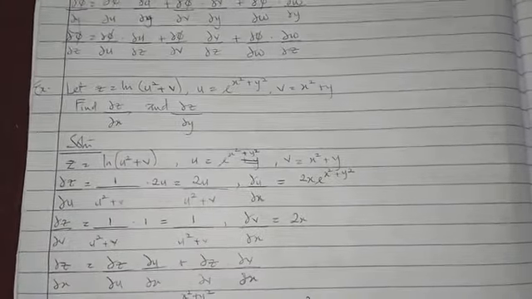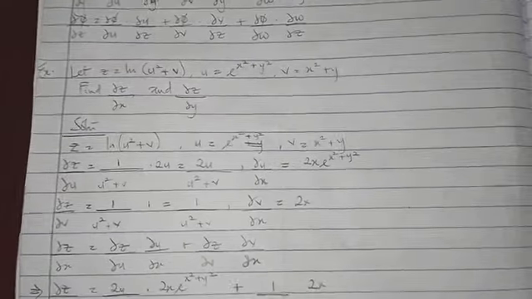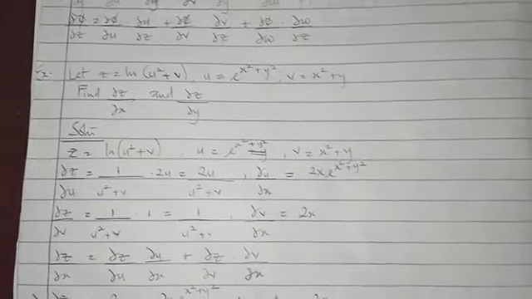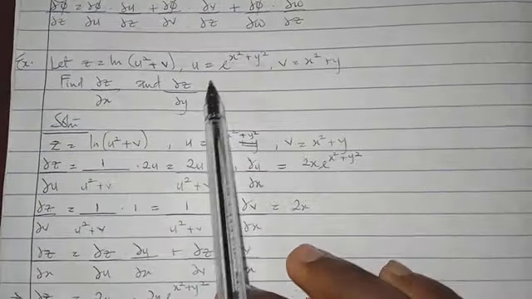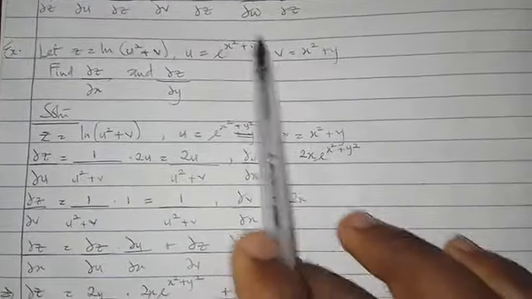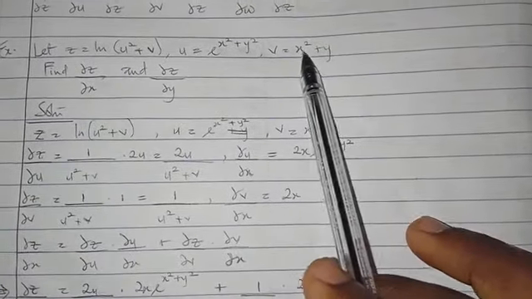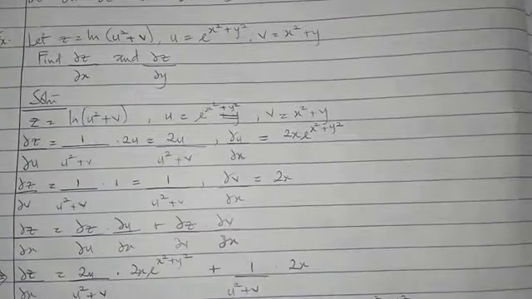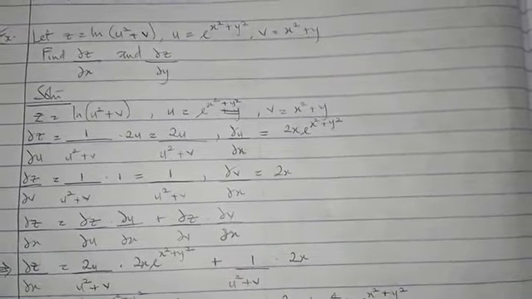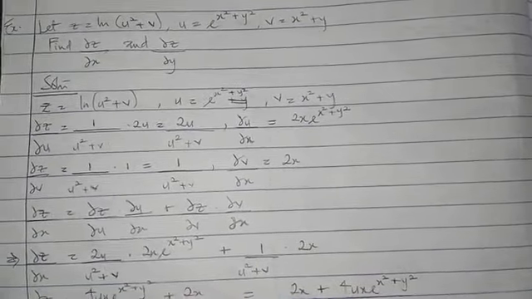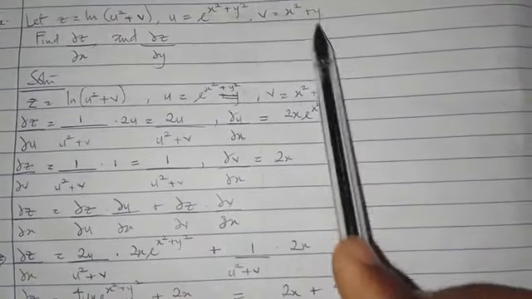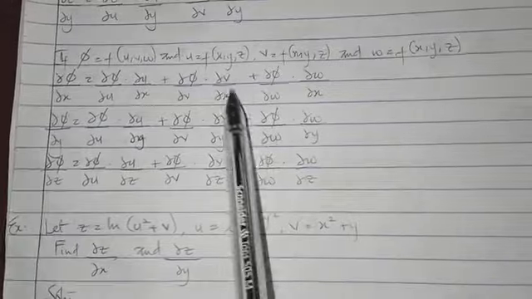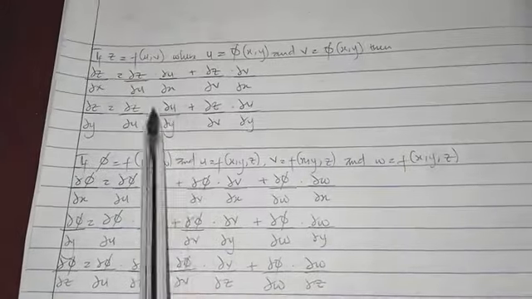Now let's look at the question. z is equal to ln(u squared plus v). u is equal to e to the power x squared plus y squared, so the exponential of x squared plus y squared is together. And v is equal to x squared plus y. You're asked to find partial z over partial x and partial z over partial y. So z here is a function of u and v, u is a function of x and y, and v is a function of x and y. So we're going to make use of this formula.